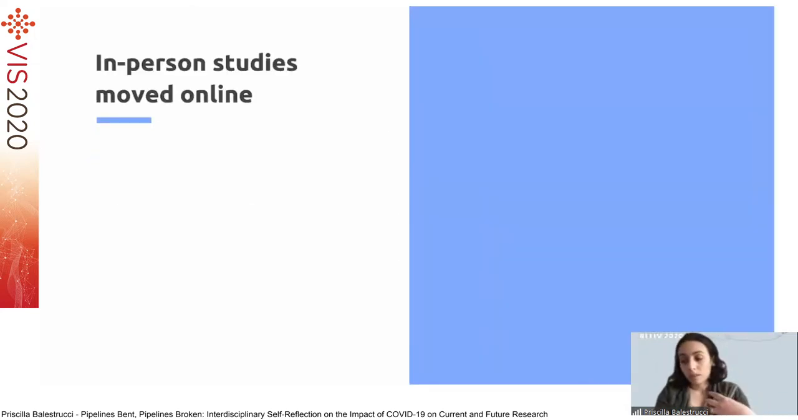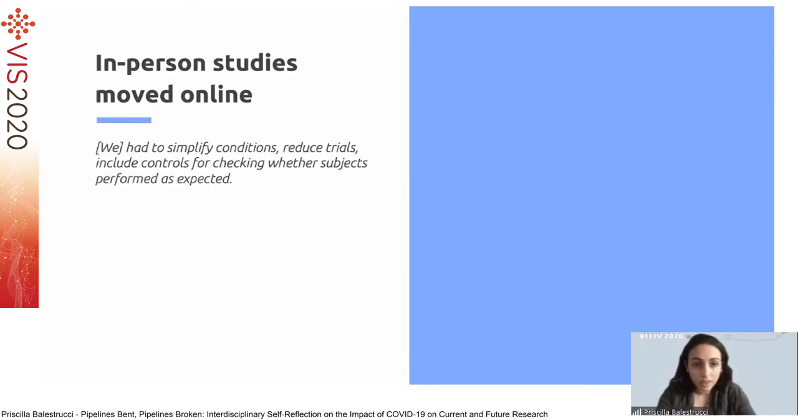For in-person studies that were moved online, a very common situation that we found is that they had to simplify conditions and basically in a way rethink their experiment design in order to accommodate for this change in setup. That's because they didn't have the control that they were usually having in an in-person setting in a research facility.